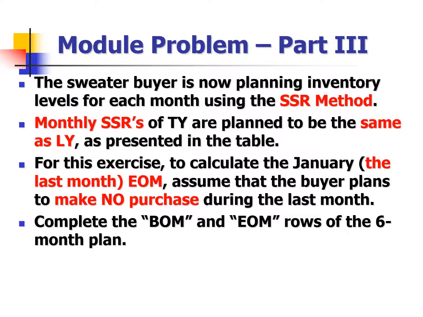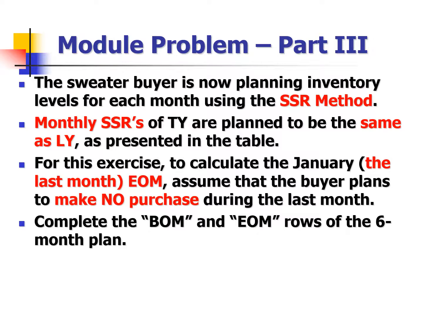Alright, so now it's time to work back on the module problem assignment again, and now it's time to work on part 3, which is planning BOM and EOM stock level. In this module problem assignment, we are going to be asked to use the SSR method, right? So the sweater buyer is now planning inventory levels for each month using the SSR method. The monthly SSRs of this year are planned to be the same as those of last year. So the table on the first page presents last year's SSR, and this year's SSRs are going to be the same as last year's numbers.